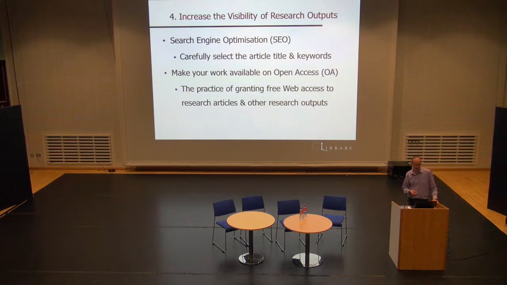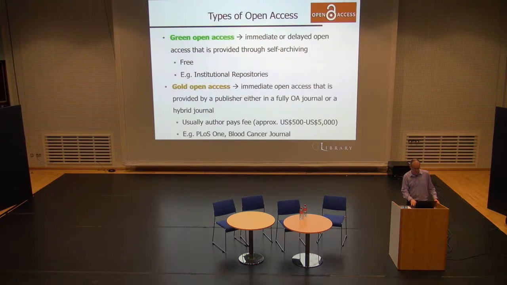Okay, and then another thing to increase visibility of your research outputs is search engine optimization. For any text-based output, carefully think about the article title and keywords before you submit it, and then make your work available on open access as well.